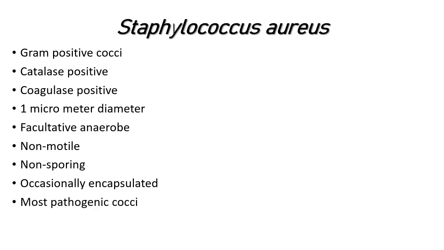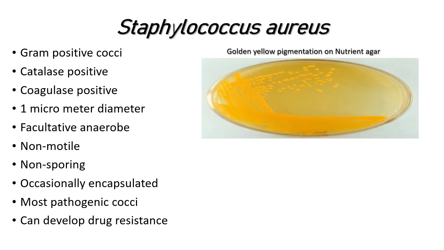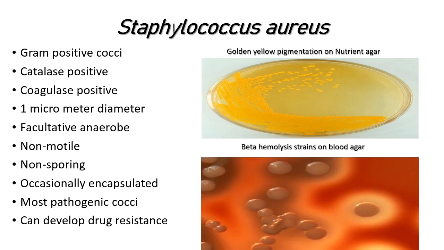Okay, then it is the most pathogenic cocci, and it can develop drug resistance, where we're going to talk about methicillin resistant Staphylococcus aureus strains. Then on laboratory findings, when you put it on nutrient agar, it is able to produce a golden yellow pigmentation, as you can see from my slide there. Another laboratory finding is that when you put it on sheep blood agar, it is able to produce beta hemolysis, as you can see from that.